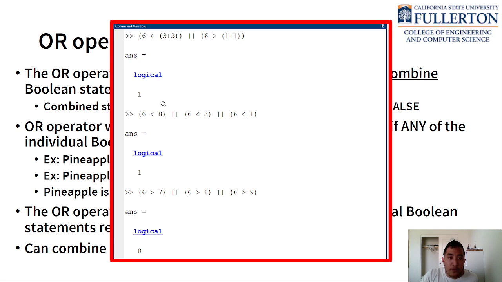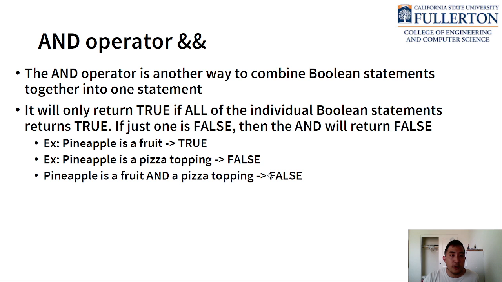Okay. Next, we have this one right here. And so we have 3 statements here, right? So you can combine more than 2. And in this case, we only have one part that's true here, which is the first one, which is 6 is less than 8. All the other ones are false. And so this whole statement returns true. And so it's only if all 3 statements here are false does it return false. Okay, so we have 6 greater than 7, false, 6 greater than 8, false, 6 greater than 9, false, and so this whole thing returns false.